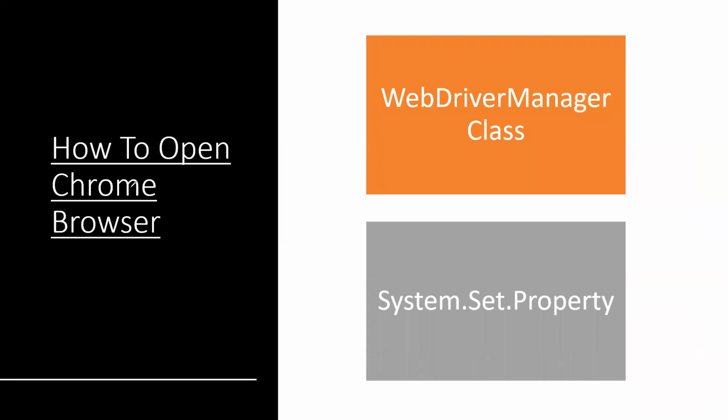So if you see here, I said how to open the Chrome browser. I'm taking the Chrome browser, so it means I need a Chrome driver. Now, to create a Chrome driver, there are two ways. One is you can use WebDriverManager, and the second one is System.setProperty. This dot should not be there, my mistake. System.setProperty is a method which is used to set the property of any object.